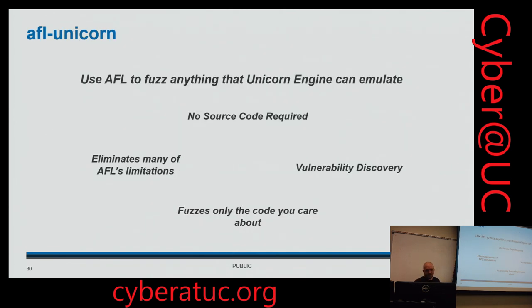So AFL Unicorn is able to fuzz anything that Unicorn Engine can emulate. So we don't require source code. It eliminates many of AFL's limitations. It only fuzzes the code you care about, and it can lead to vulnerability discovery.